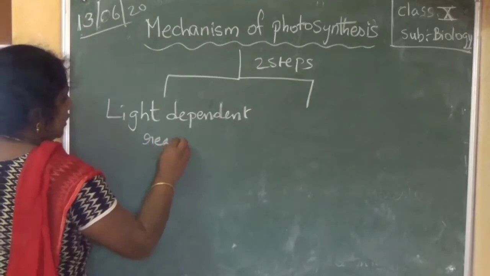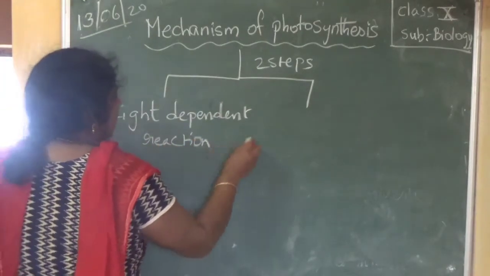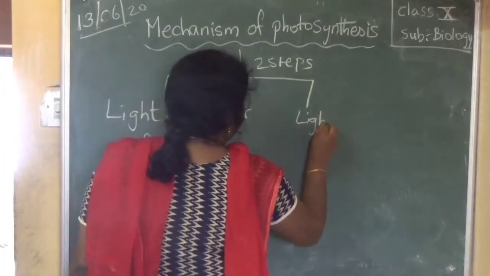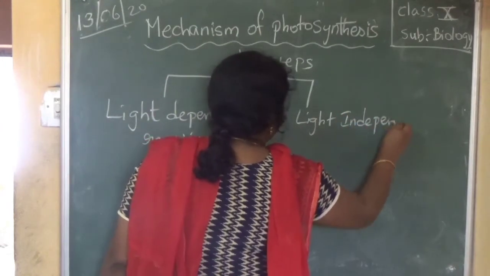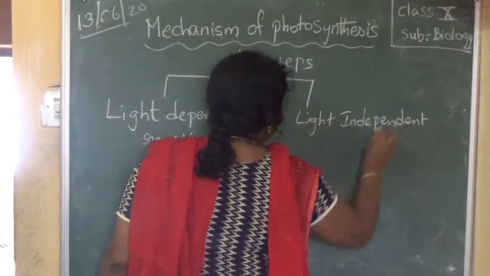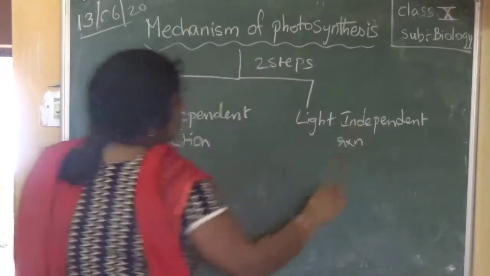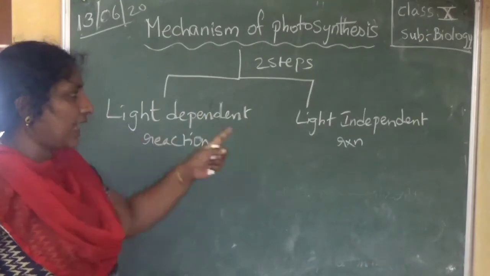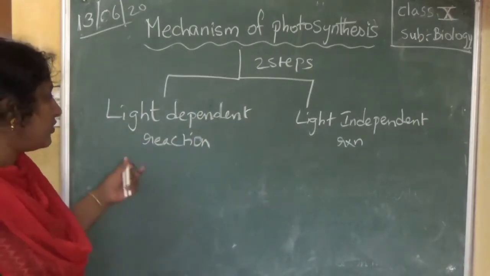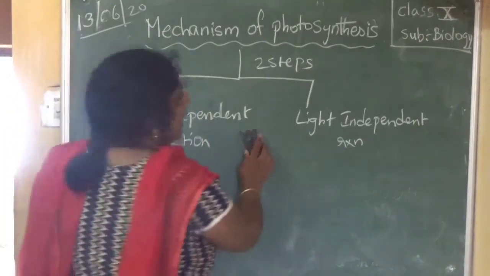and light independent reaction. Okay. So photosynthesis occurs in two steps: light dependent reaction, light independent reaction. First we will discuss light dependent reaction.